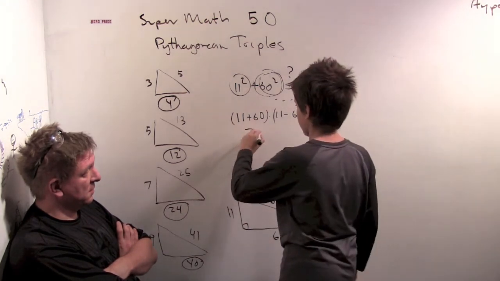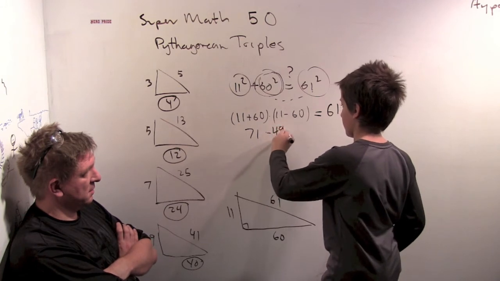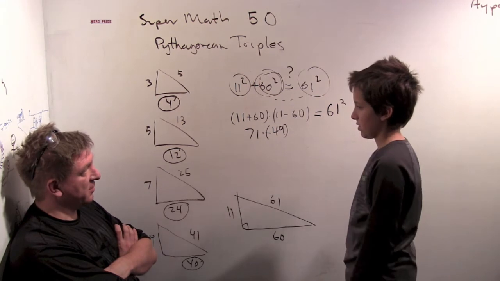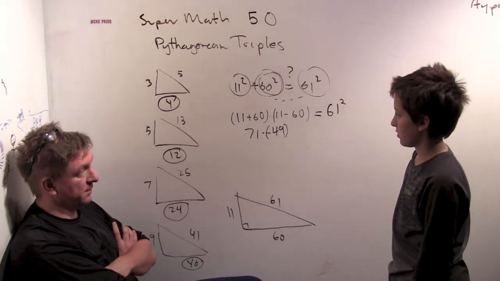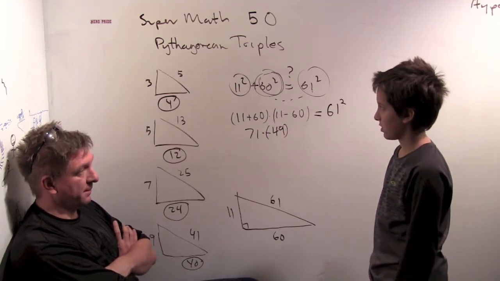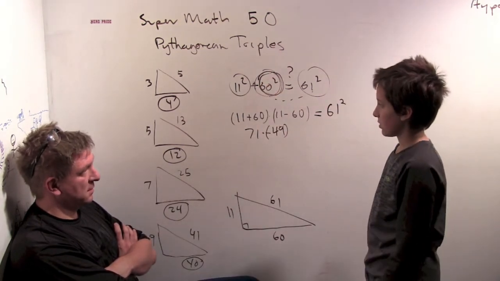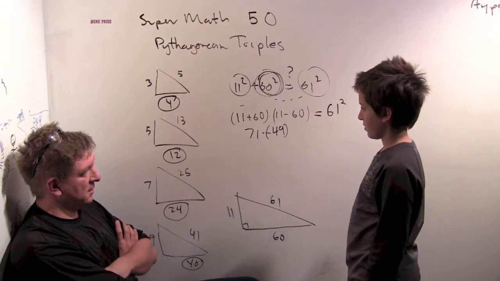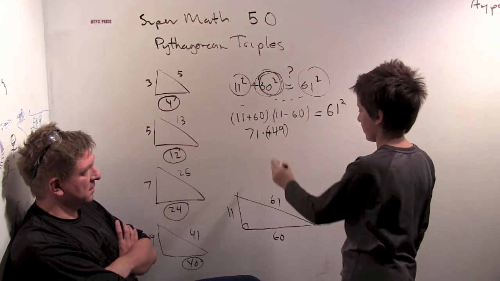So it's 71 times negative 49. Do you think 71 times minus 49 equals 11 squared plus 60 squared? No. But you told me it did. Well, it didn't work out. Why not? Because 60 is the larger of the two, so you have to put the larger one first. But even then you get 71 times plus 49.